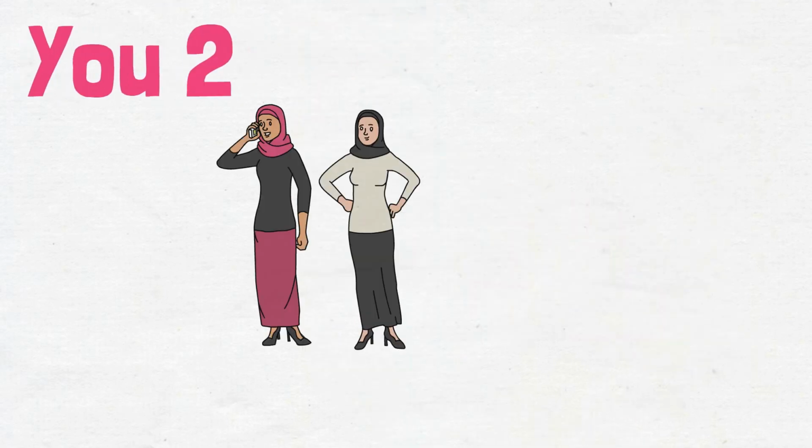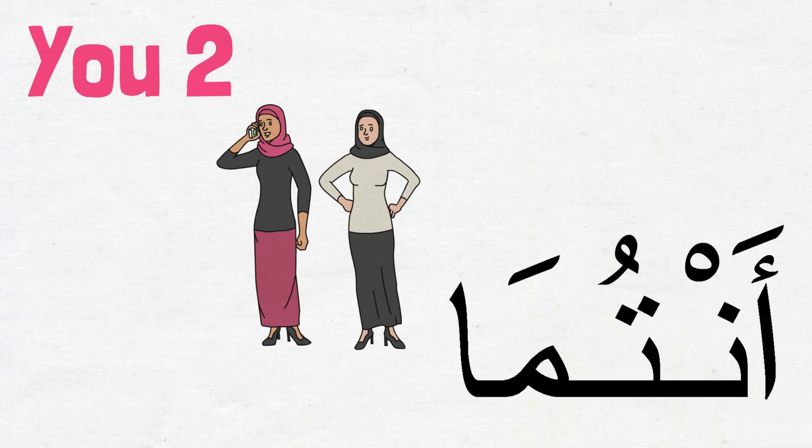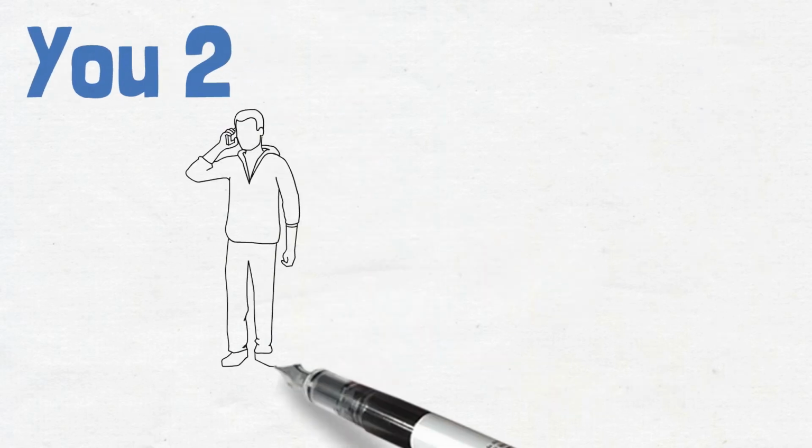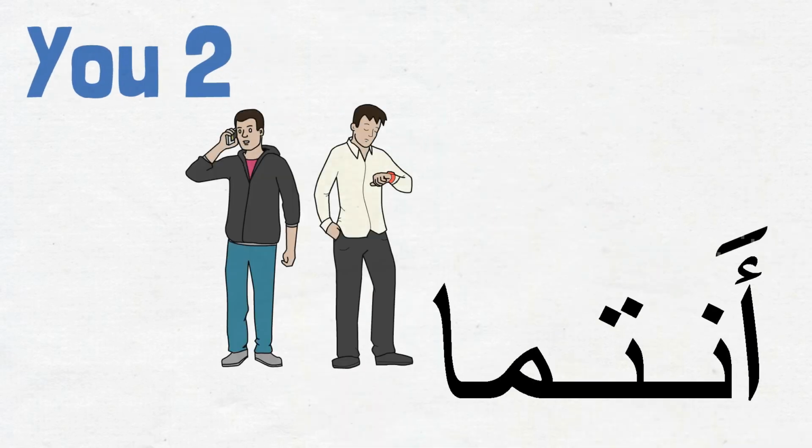How about you two or dual you for sisters? Antuma. That's right. Antuma. And you two for brothers? Antuma again. Very good. Notice duals are the same for both males and females.